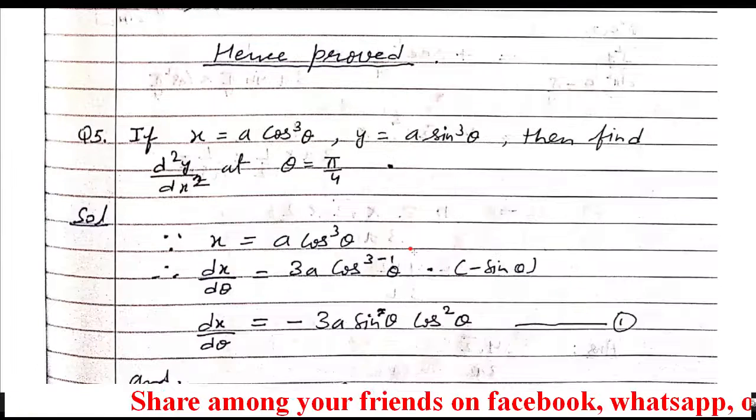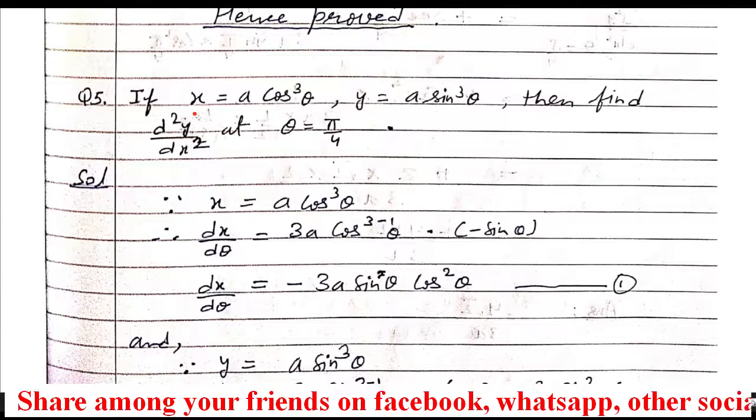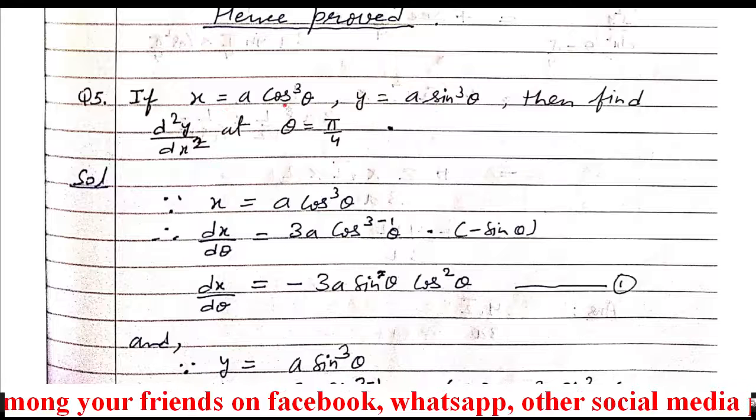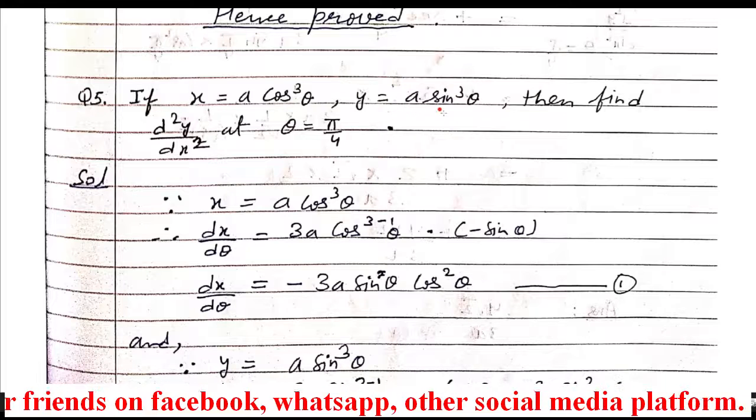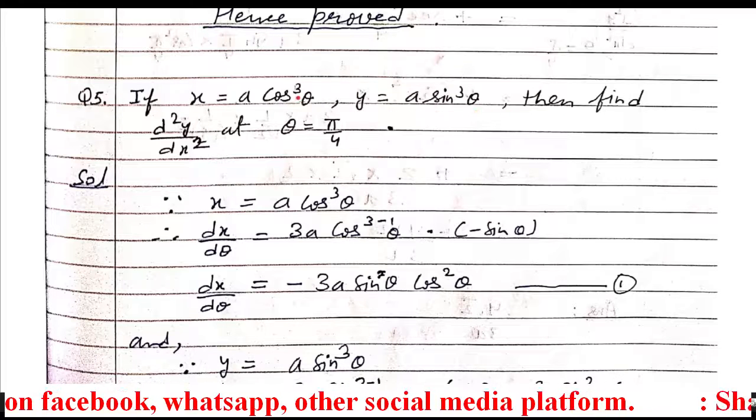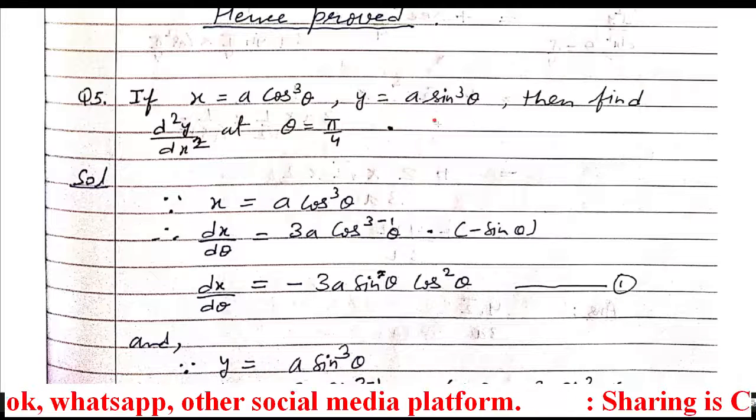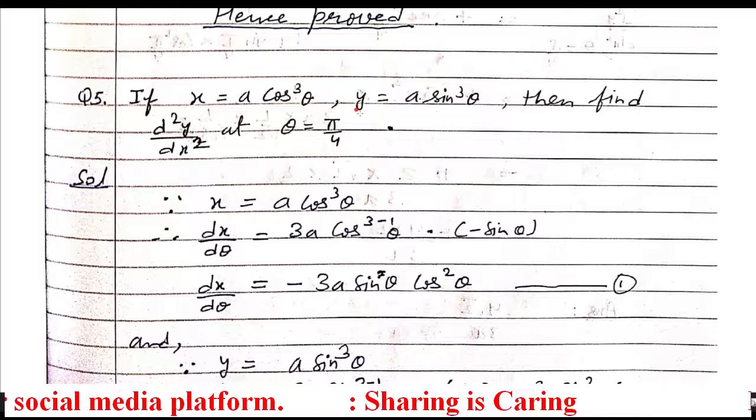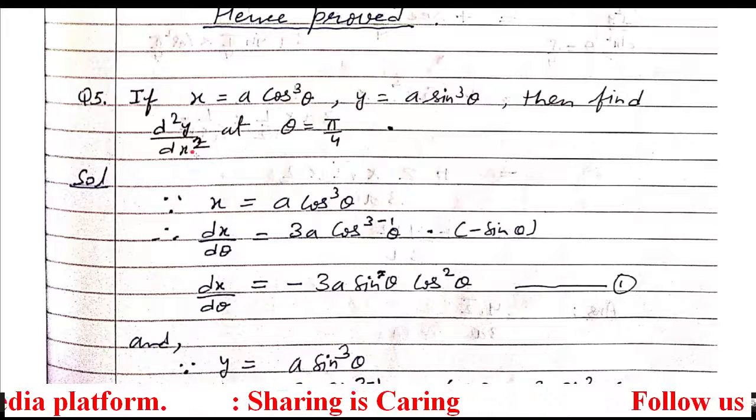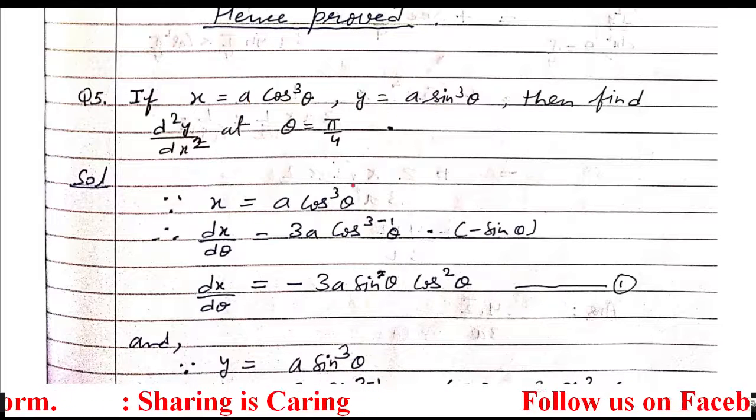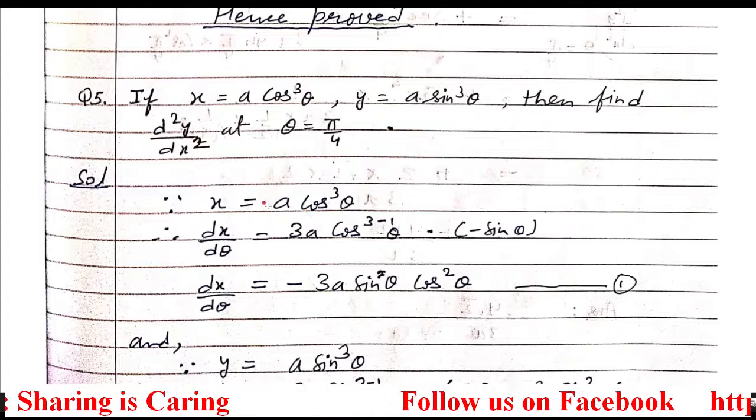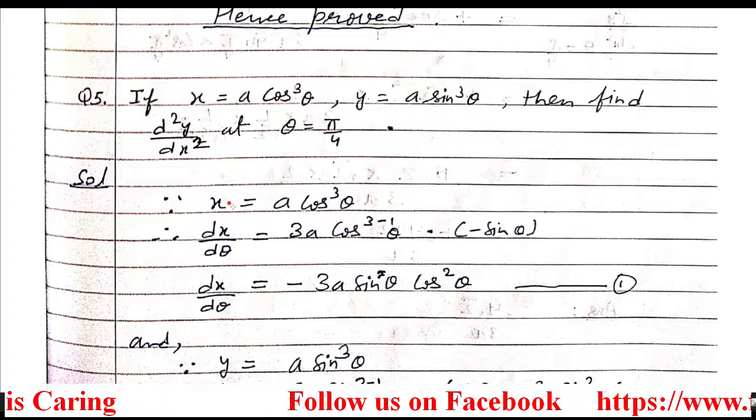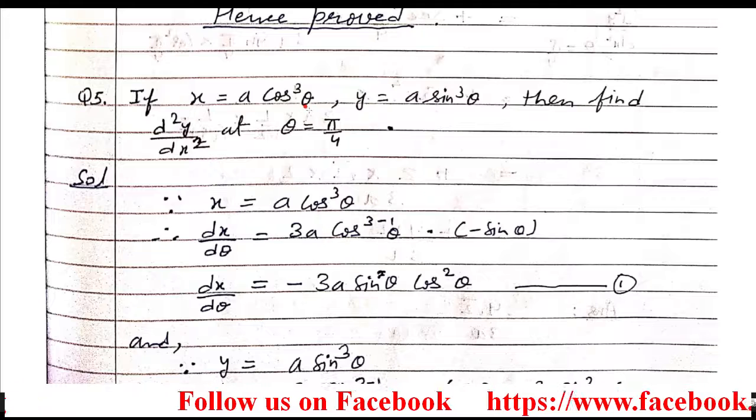Now we move to question number 5. In the 5th question you have x in terms of theta and y also in terms of theta, so they are in a parameter, and from it we have to find the second order derivative, meaning you have to differentiate y with respect to x. But since they are in terms of theta, you cannot differentiate directly. First differentiate x and y with respect to theta.